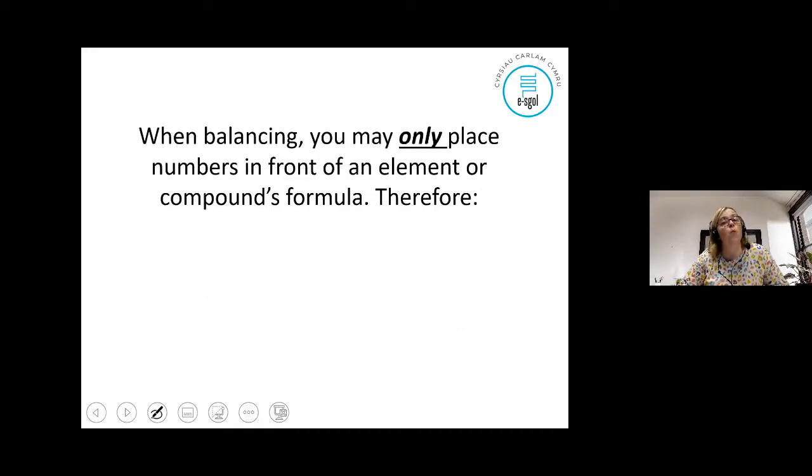When balancing, you may only place numbers in front of the element or compound's formula. Therefore, we have to put that 2 in front of the NaCl, not simply change the formula. It's amazing how many kids would just like to change the formula of sodium chloride, because that's easy. It requires less counting. Well, the reality is that's not how life works in chemistry. You have to stick to the rules of crisscross to work out the formula and then simply balance.